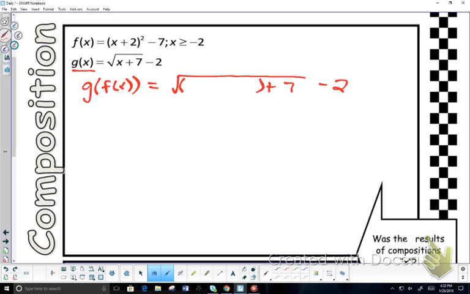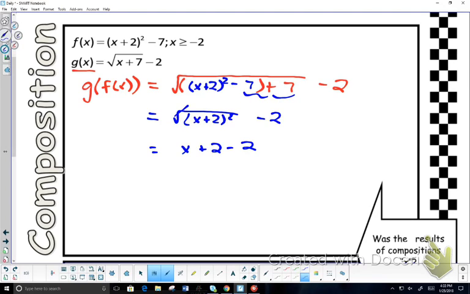It's always a good idea to go back and take a look and make sure you did it right. Then I'm going to take my f function and put it on the inside. So I got x plus 2 squared minus 7. To start simplifying, my first step, these 7's will become 0. So I've got the square root of x plus 2 squared minus 2. Now my square root, my radical and my 2 will cancel, leaving me with x plus 2 minus 2, which gives me an answer of x.